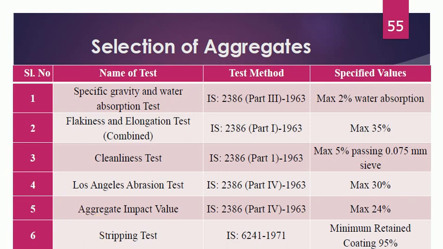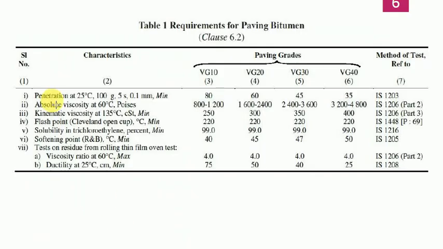So these are the tests for aggregates, and these are certain tests for the bitumen. Earlier I have given you the details of the tests for the aggregate as well as bitumen. There are some common tests required for the bitumen as well as for the aggregate, which have to comply with the values provided for that VG grade, VG 10, 20, 30, 40. So the bituminous material value after testing should be within that range.